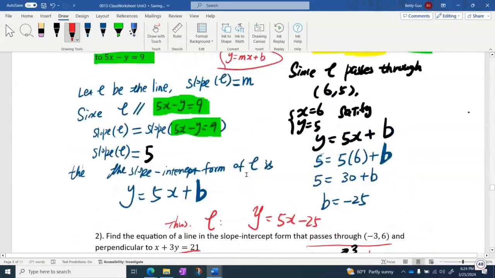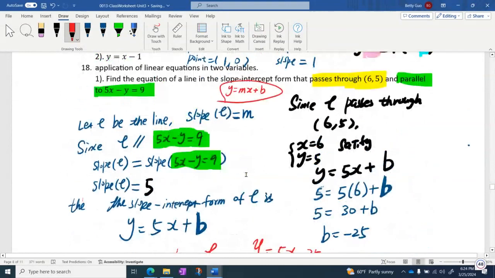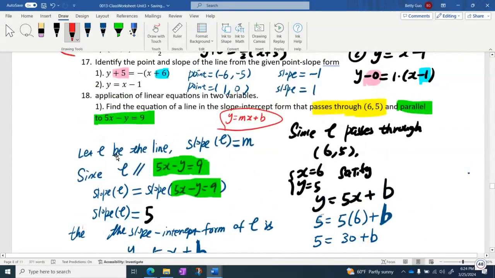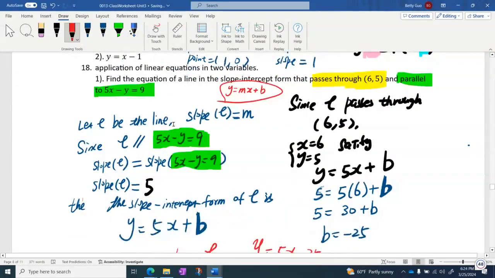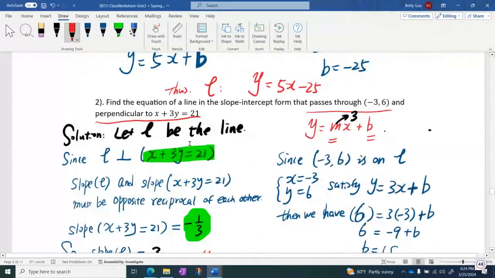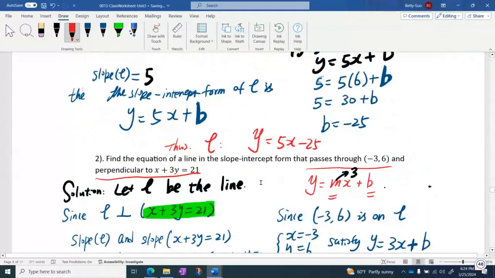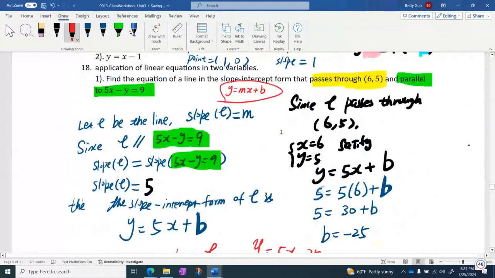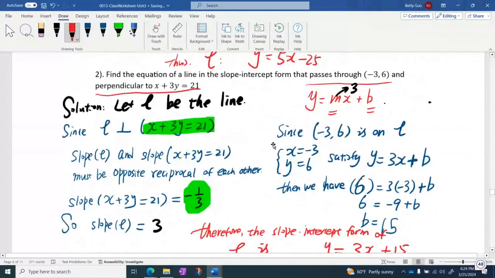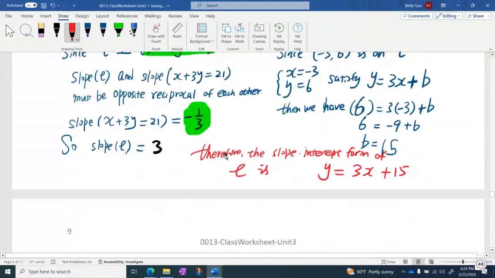You can watch the video from last class before the spring break. The process of solving the first question is very similar to the process we just used to solve the second question. The only difference is that in number one, the line we're looking for is parallel to the given straight line. The second question is the line we're looking for is perpendicular to the given straight line. The slope part is different. Everything else is the same.